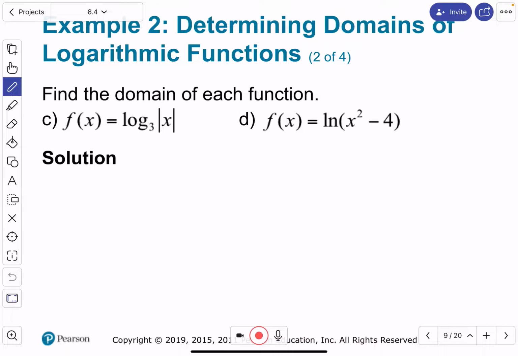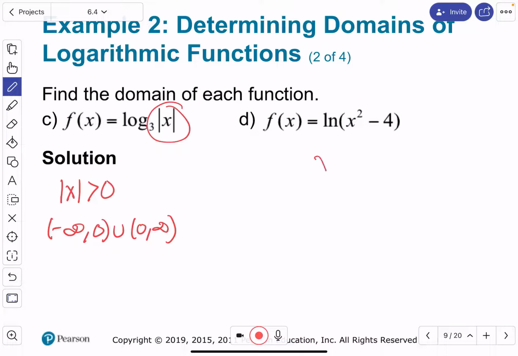Same idea here. We take the absolute value of x, which has to be greater than 0. That's always true because whatever you put in the absolute value comes out positive. So the only thing x can't be is 0, because the absolute value of 0 is 0. So we would go negative infinity to 0, union 0 to infinity, with parentheses showing it can't actually equal 0.